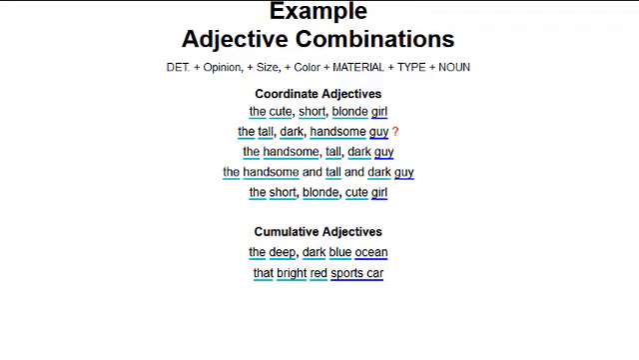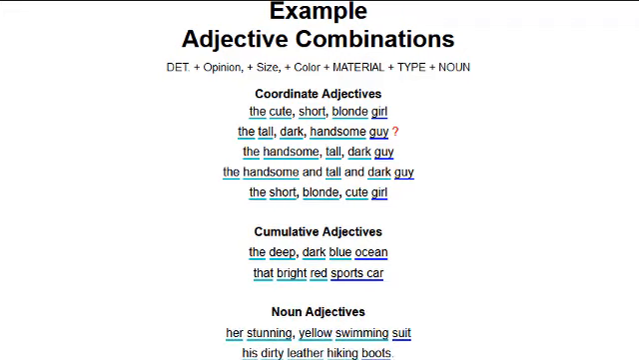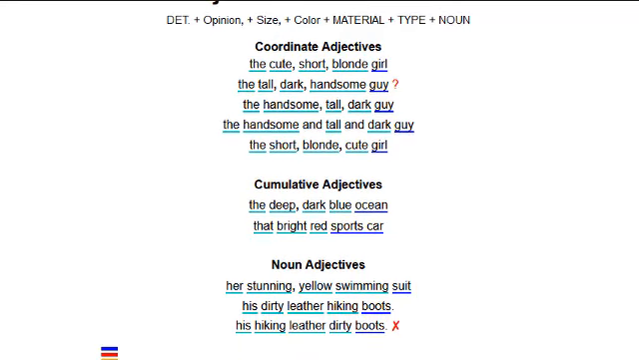There are no commas in that bright red sports car. Bright red is cumulative, and sports is not an adjective. It's part of the compound noun sports car. Note that swimming and hiking form nouns as gerunds and that leather can also form a noun. In the phrase, her stunning yellow swimming suit, a comma should not be placed between yellow and swimming because swimming refers to the type of suit.